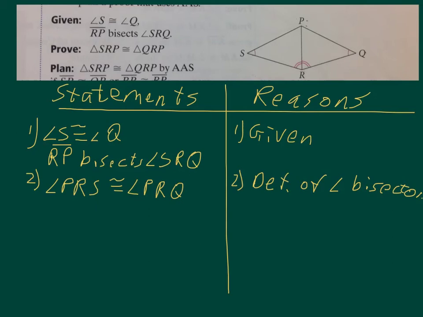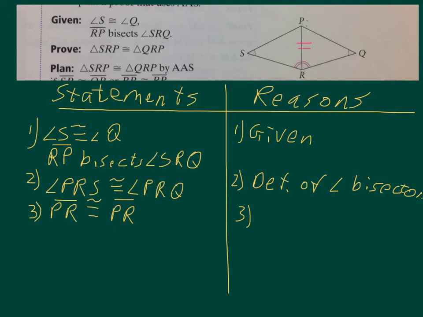They should not have had that marked in the figure at the beginning because that was not given. It told you that PR bisects angle SRQ, but it did not tell you those two angles are congruent. You need to have that as a separate step in your proof. Now pause the video while you try to figure out step 3. Hopefully next you're going to say segment PR is congruent to segment PR.